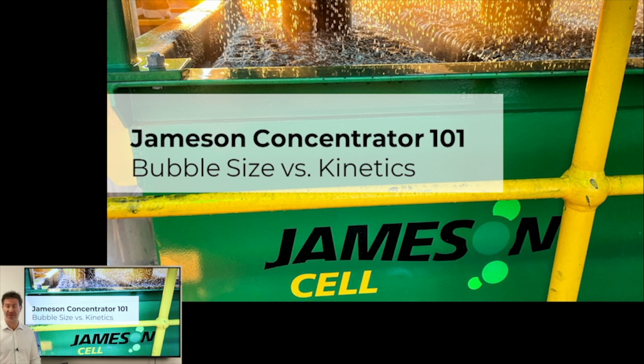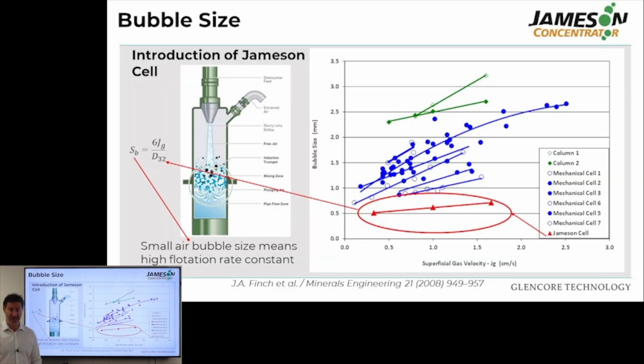So first, Jameson Concentrator 101, or how bubble size affects flotation kinetics. Let me quickly introduce the Jameson Cell. The key principle and the heart of the whole Jameson Cell technology is the Downcomer. What happens in the Downcomer is high-pressure slurry is pumped through an orifice lens, and that slurry jet hits the slurry in the Downcomer and creates a plunging jet and a high shear and mixing zone. At the same time, it entrains air.